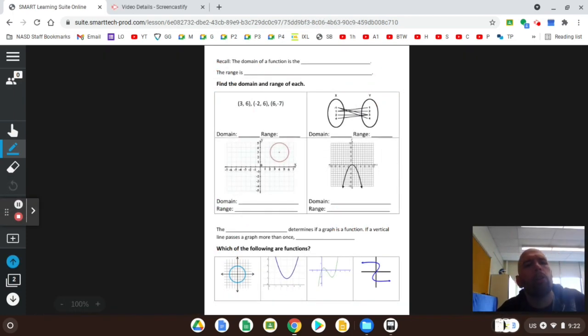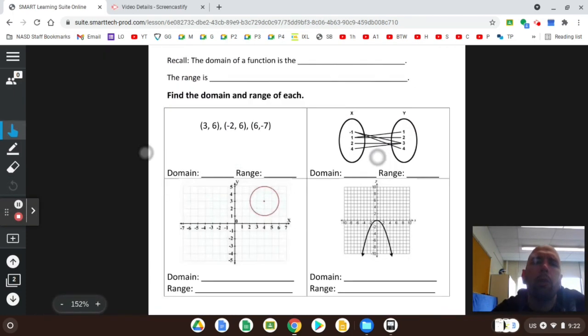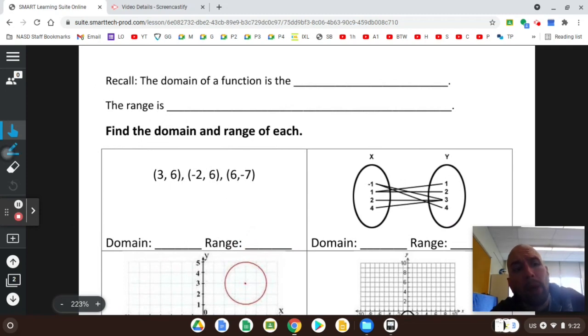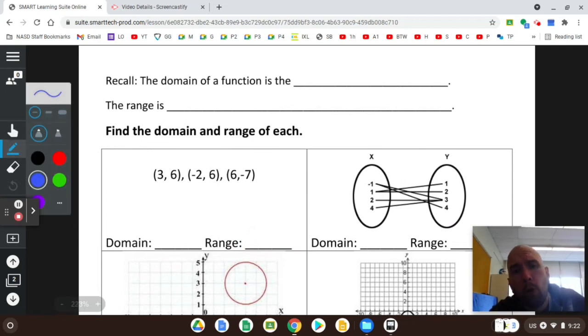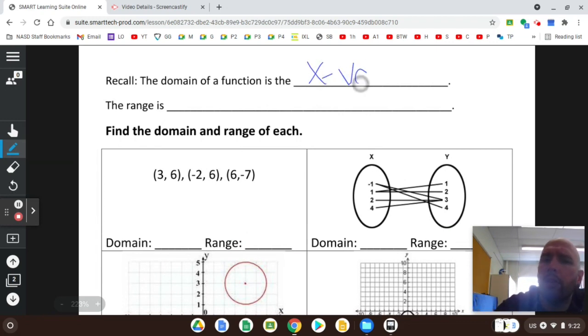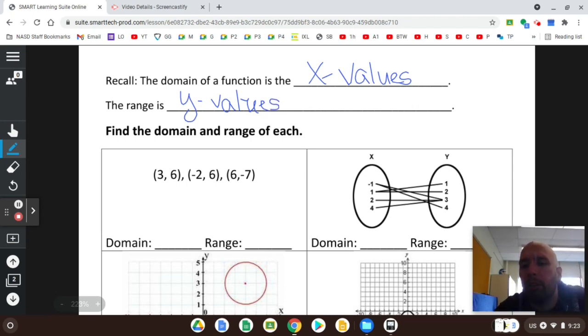Let me throw a little vocab at you. The domain. What is the domain? I already said those words earlier in the video. Domain's the x values. The range will be the y values. Simple. You just have to remember which is which. Domain is also called input. Range is also called output. Well, it depends on who makes the problems and stuff like that. So the domain in this case is going to be 3, -2, and 6.